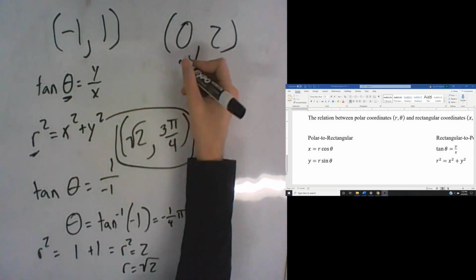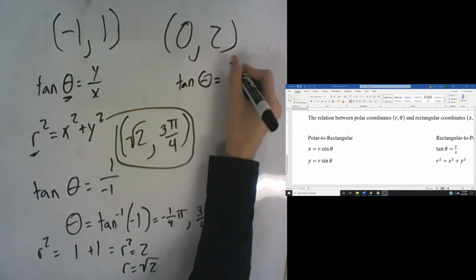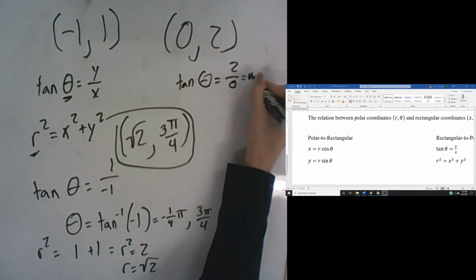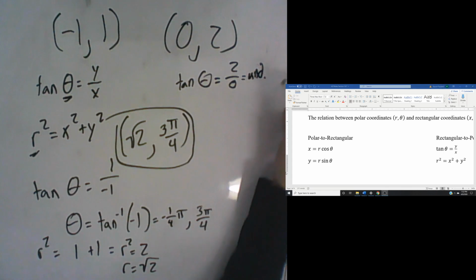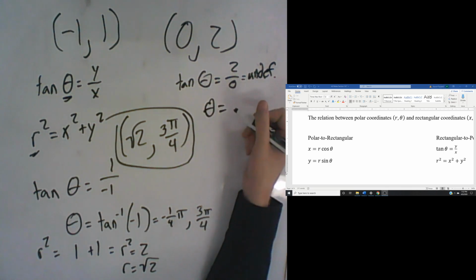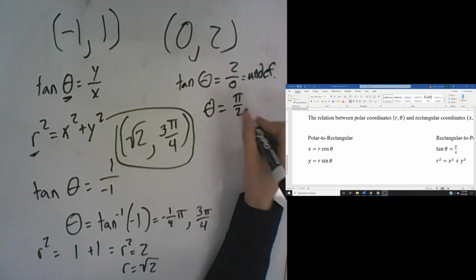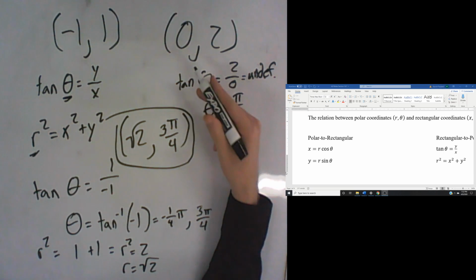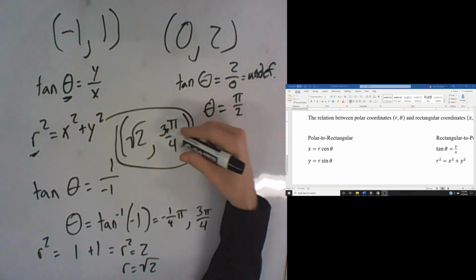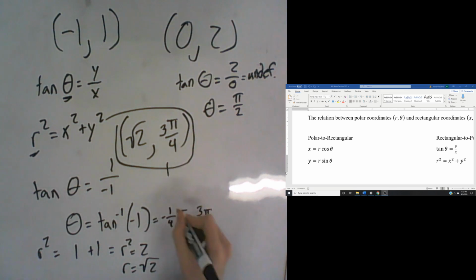And then this one, we get tan theta equals 2 over 0, which is undefined. So theta has to be pi over 2, because at pi over 2, the x is 0. It should fit the quadrant. So what quadrant?